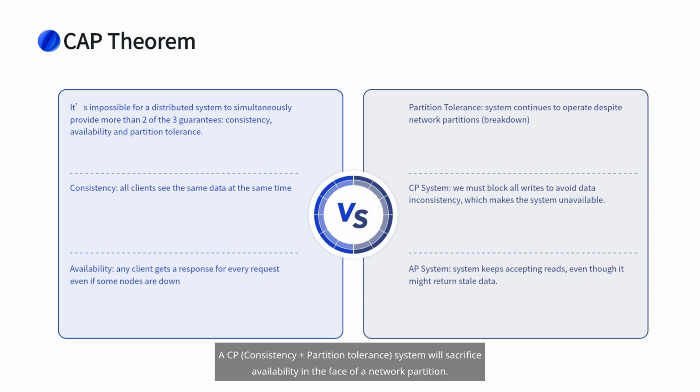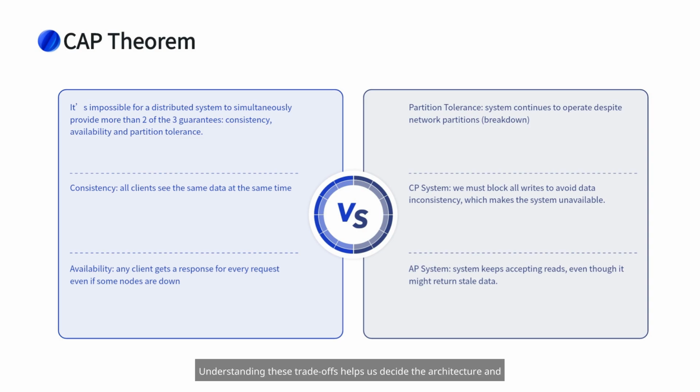A CP, consistency plus partition tolerance, system will sacrifice availability in the face of a network partition. For example, during a partition, it might block writes to maintain consistency, leading to unavailability for some users. An AP, availability plus partition tolerance, system will sacrifice consistency. It continues to serve read and write requests during a partition, even though it might return stale or inconsistent data temporarily. Understanding these trade-offs helps us decide the architecture and design goals of our key-value store, especially when we are optimizing for scenarios like real-time updates versus system uptime.